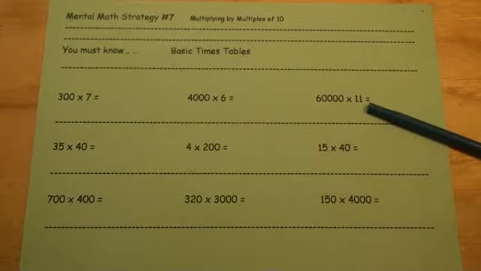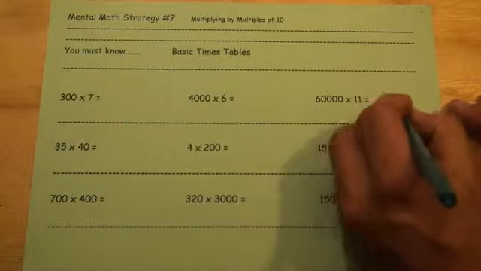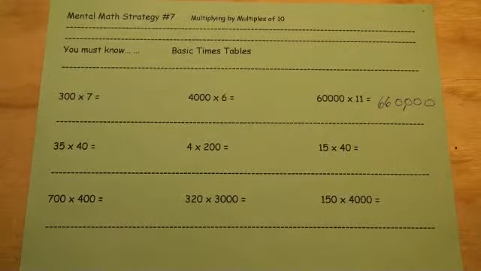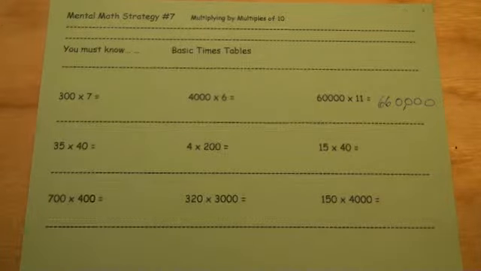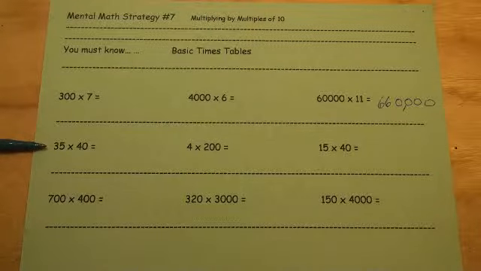Same thing here with this one. 11 times 60,000. Well, 11 times 6 is 66, and then you're going to add 4 zeros to that. So you're going to have a 66 with 4 zeros. Well, 3 of those zeros are going to be used to help us get to 1,000. So we have 3 zeros with a 660, therefore we have 660,000.